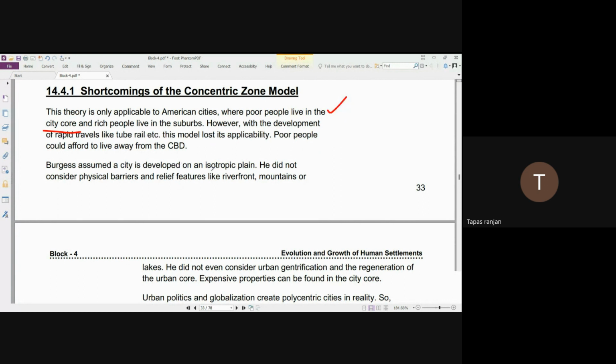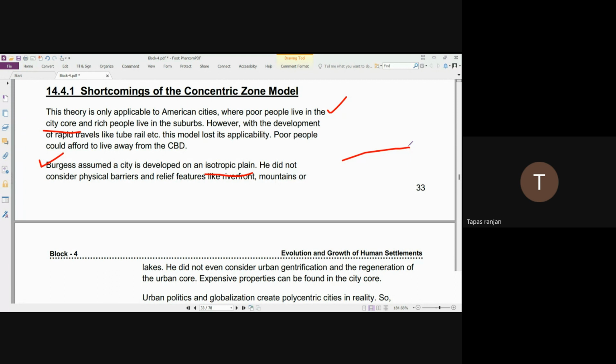And then there is the problem of the isotropic plane. The assumption taken for the concentric zone model is that the plane is isotropic, I mean, there will be evenness in the plane area. But if we look at the global perspective, all urban places will not have an isotropic plane. Why? Different areas have different physical barriers.